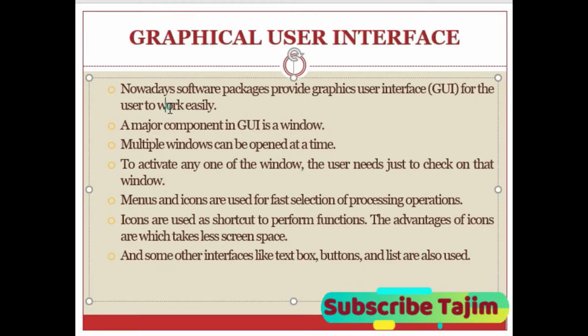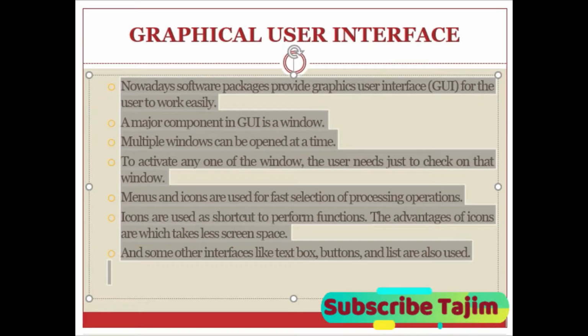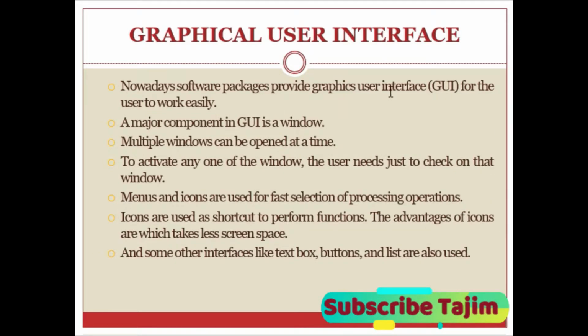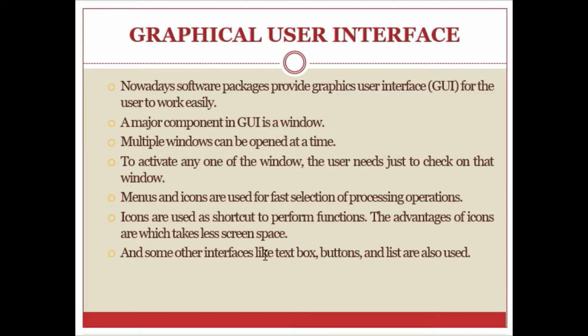Graphical user interface. Nowadays software packages provide a graphical user interface, GUI, for the user to work easily. A major component in GUI is a window. Multiple windows can be opened at a time. To activate any one of the windows, the user needs just to click on that window. Menus and icons are used for fast selection of processing operations. Icons are used as shortcuts to perform functions. The advantage of icons is that they take less screen space. And some other interfaces like text boxes, buttons, and lists are also used.